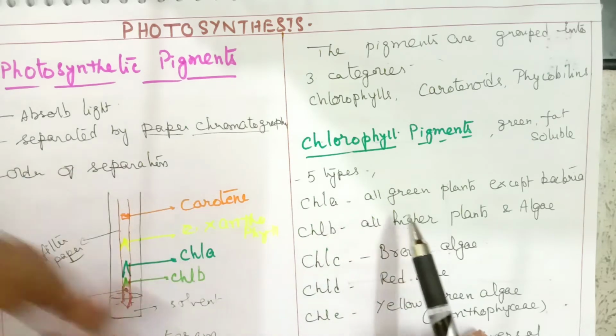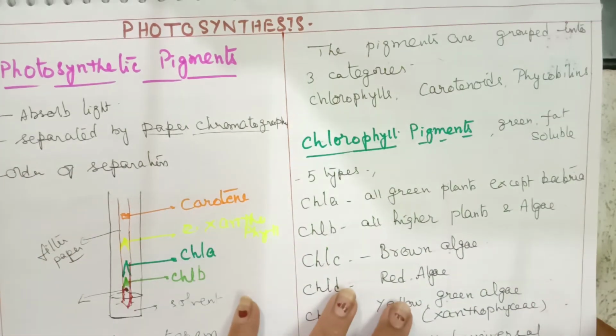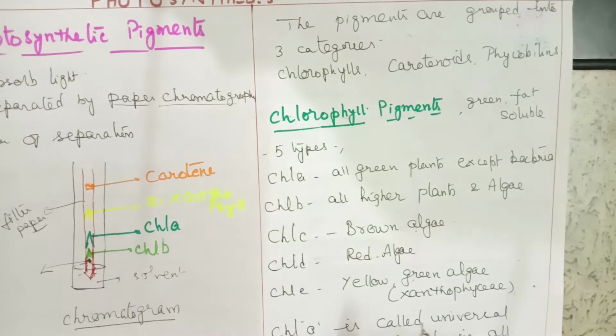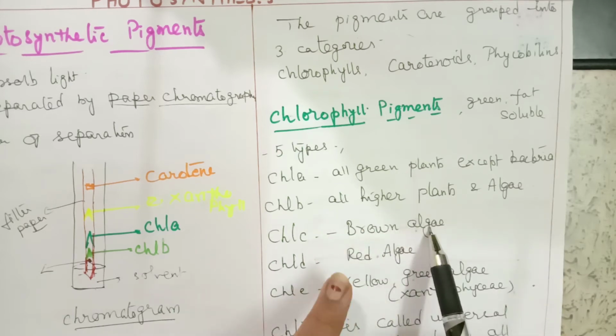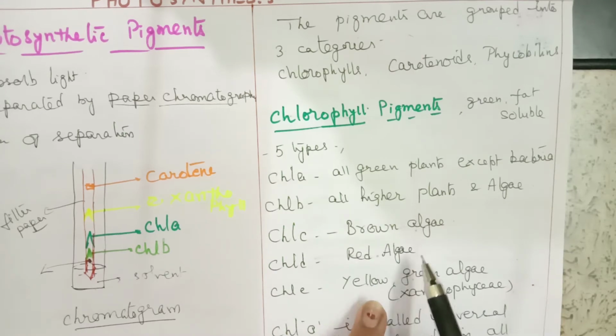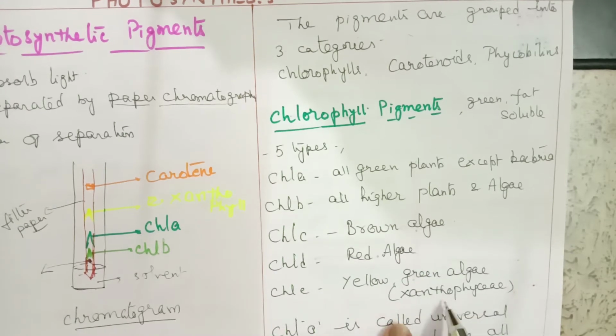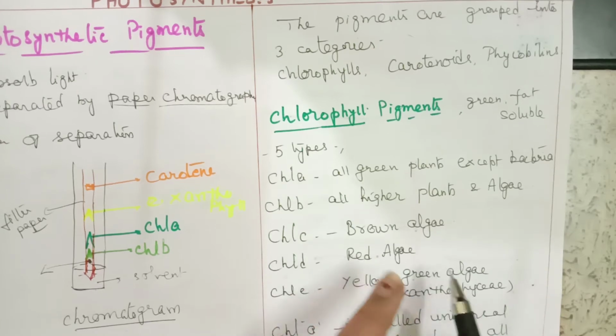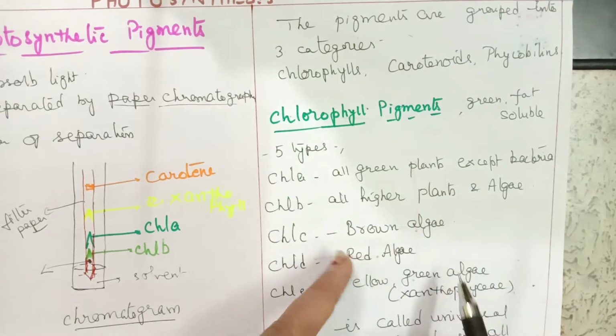First one is chlorophyll A. Chlorophyll A is found in all green plants except for the bacteria. They are found in all green plants. Chlorophyll B is found in higher plants and algae. C is found in brown algae. D is found in red algae. Similarly, E is found in yellow-green algae or xanthophyceae members. But all will have chlorophyll A as the main pigment.